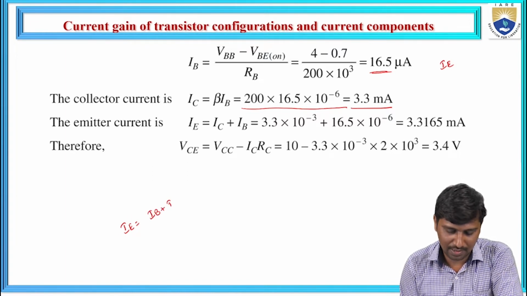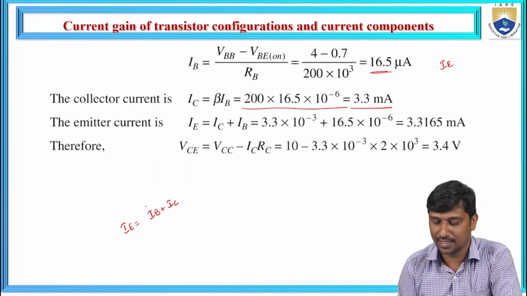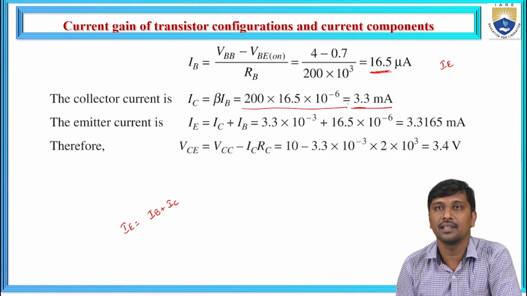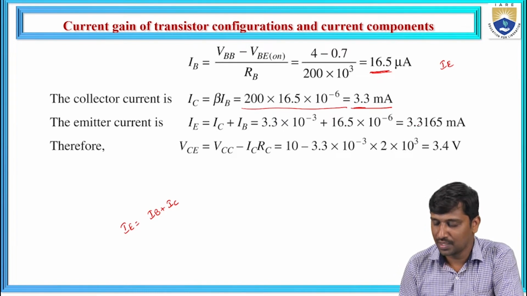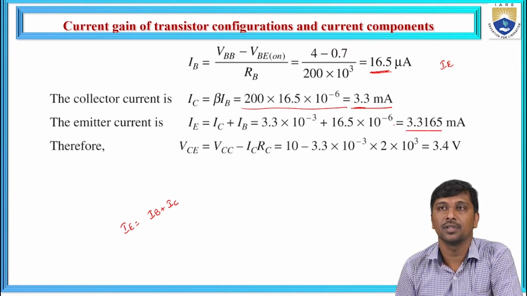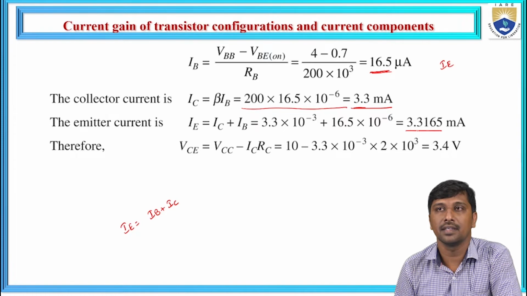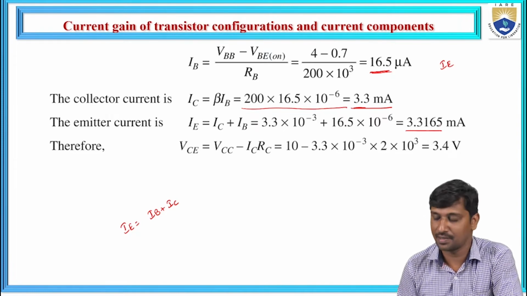Apart from that, we need to calculate the emitter current. From the transistor construction, we know the emitter current is the sum of base current and collector current. Here the base current is 16.5 microamperes and the collector current is 3.3 milliamperes. Adding these two gives the total emitter current, 3.3165 milliamperes.